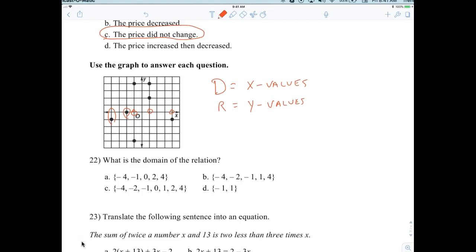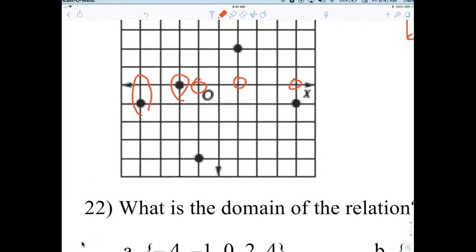So let me blow it up so I can make sure you see what I'm saying. Does everybody agree that this point right here is 0, 0, correct? So now this point over here has an x coordinate that's what?